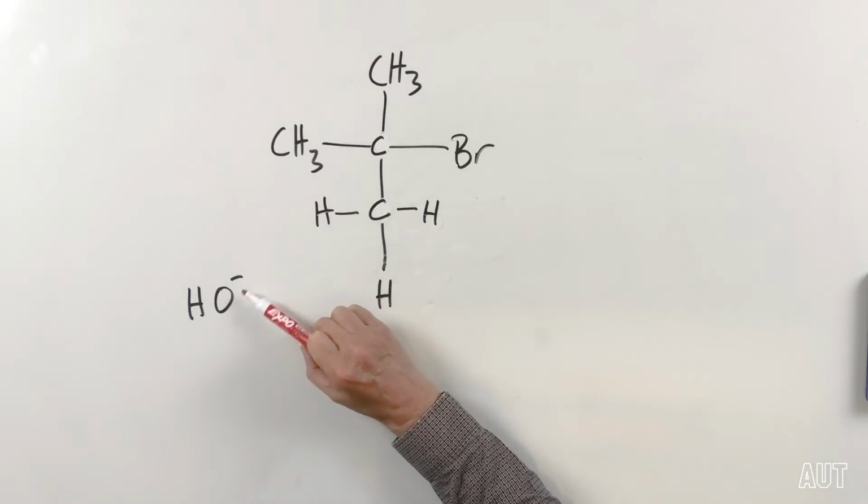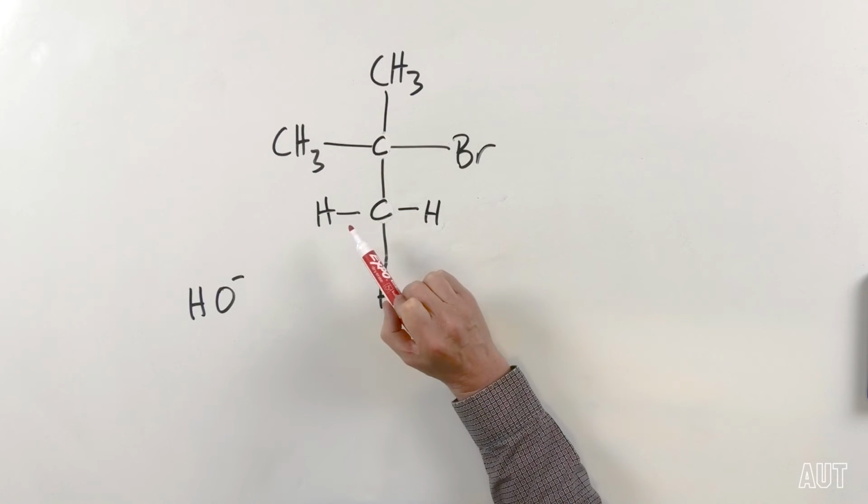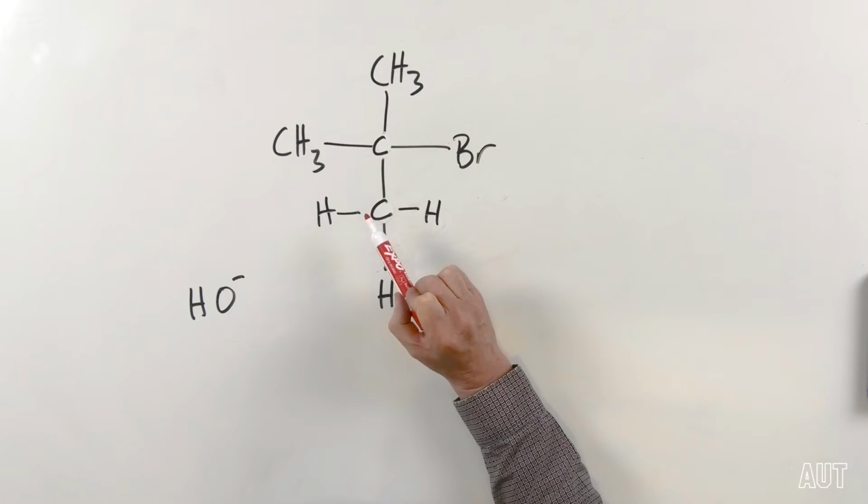Now, what do bases do? They like protons. Okay, bases like to react with protons. And so this OH minus is going to come along and is going to take off this proton. And when it does that, we're going to see a whole series of things happening in this molecule, and we're going to depict them with mechanistic arrows.